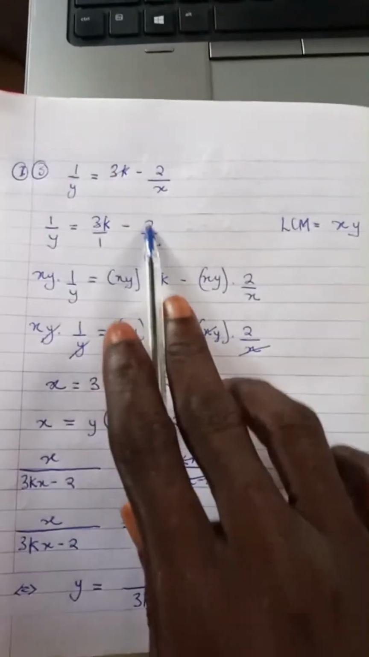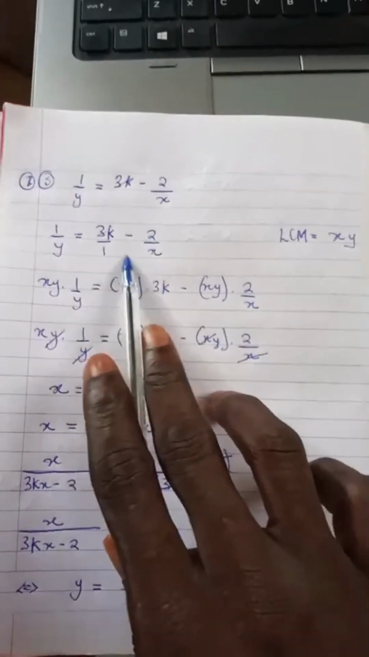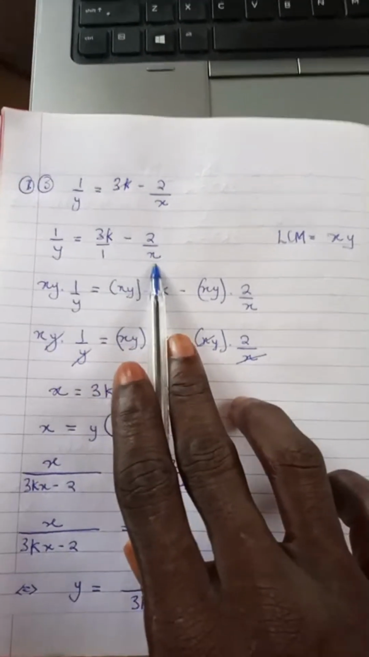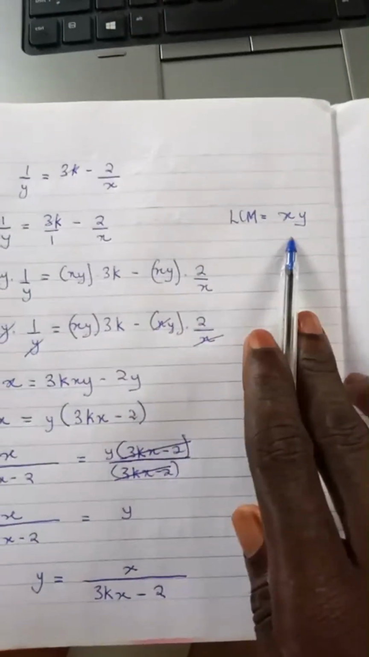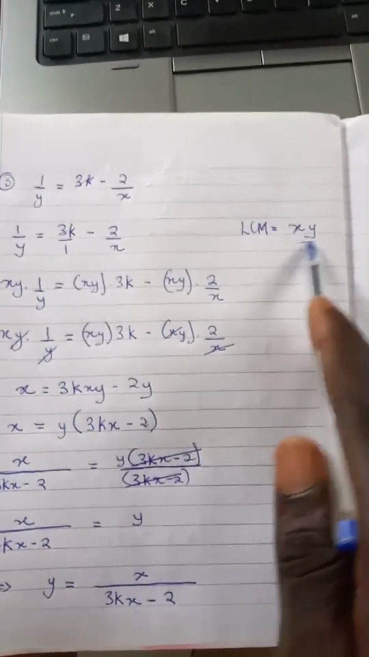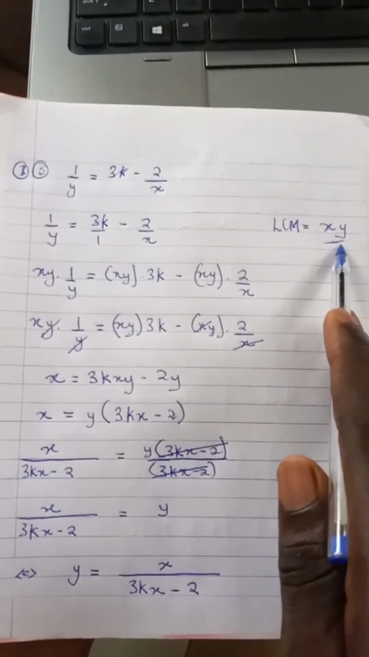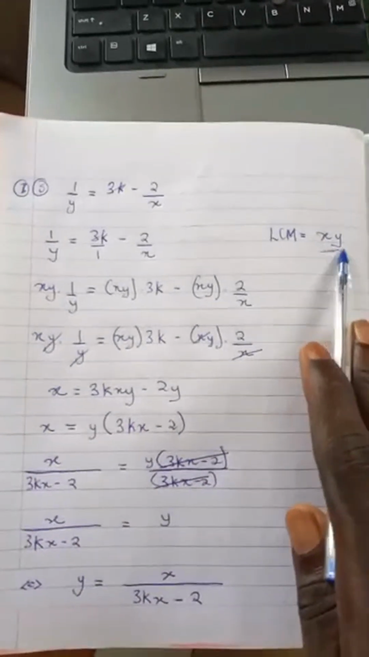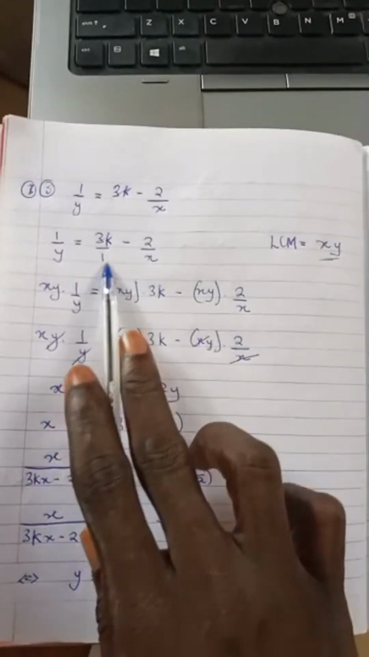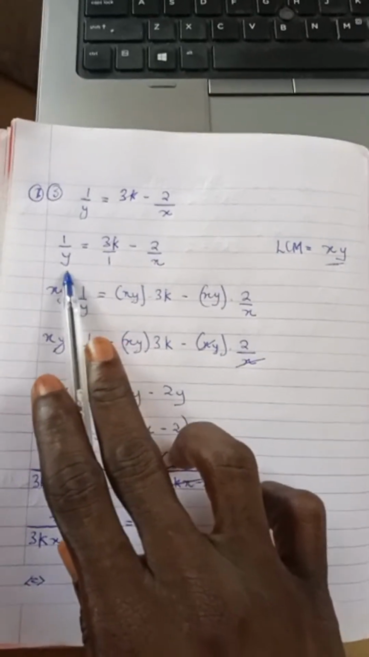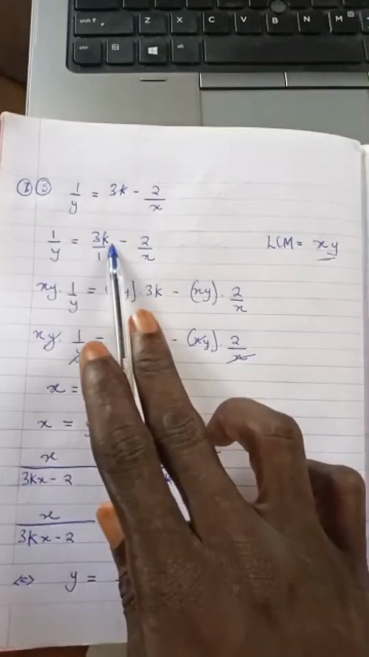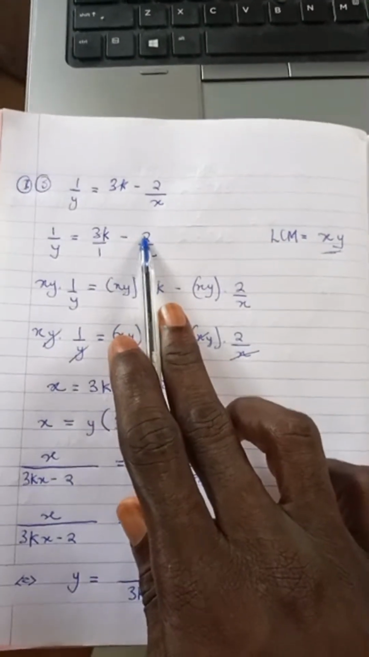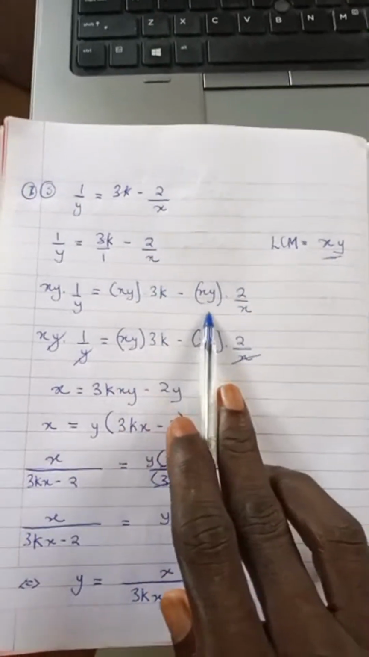Looking at the first one, the 3k, we can say it can be divided by 1. And the LCM for y, 1 and x is xy. That is the LCM. Now that we have the LCM, we will multiply each of the terms by the LCM, and the LCM is xy. So we multiply the first term, which is 1 divided by y, by the LCM. We also multiply 3k by the LCM, and we multiply 2 divided by x by the LCM.